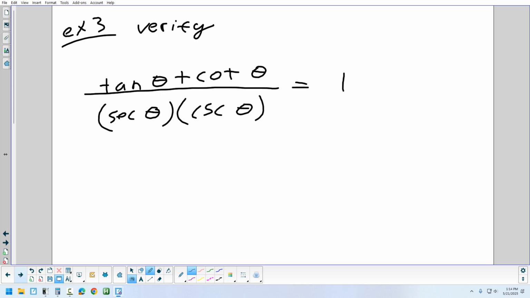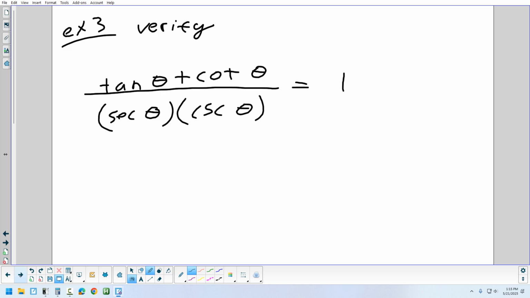If you start doing this problem and you're getting to like your 3rd step, 4th step, 5th, 6th, you're getting into like 10 steps, you probably didn't do something right. Okay, if it starts taking that long to do, there's probably something you missed that would have been a lot easier. Okay, so this one says tangent plus cotangent over secant times cosecant equals 1.